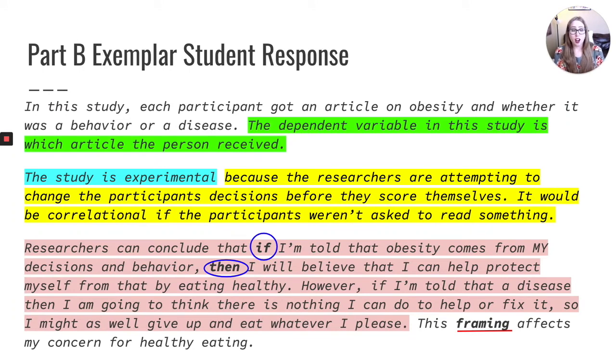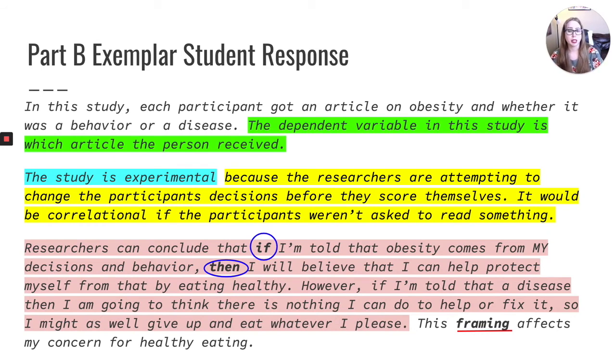So again, not a very long response for 3 whole questions, right? So this student said, in the study, each participant got an article on obesity and whether it was a behavior or a disease. The dependent variable in the study is which article the person received. Okay, awesome. They've answered the first question there. They've identified the dependent variable.